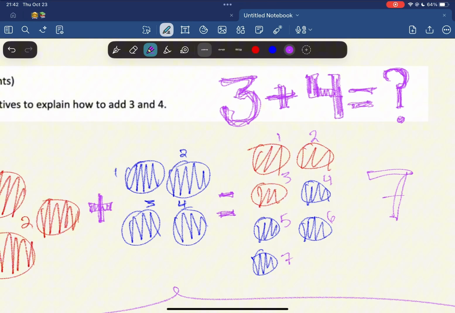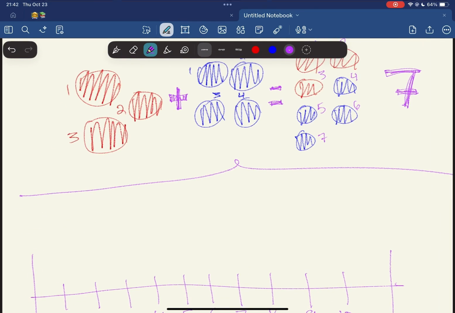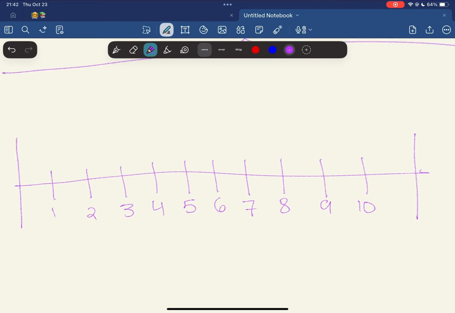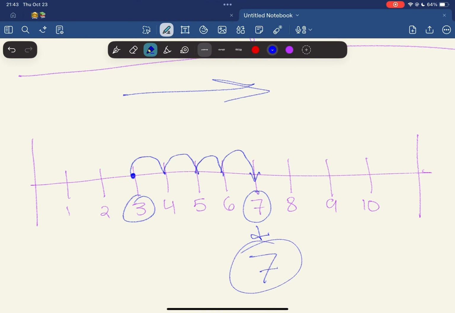So now that we worked with those counters, we're going to want to try some other skills like a number line. So let's get our number line here. I have a number line marked 1 through 10, so we're going to find 3, plot it here on our number line, and go 4 spaces to the right. So we have 1, 2, 3, 4 spaces, which both models show that the sum is going to be 7. 3 plus 4 is equal to 7. These are 2 strategies you can use for addition.